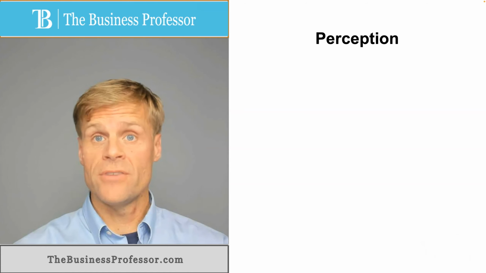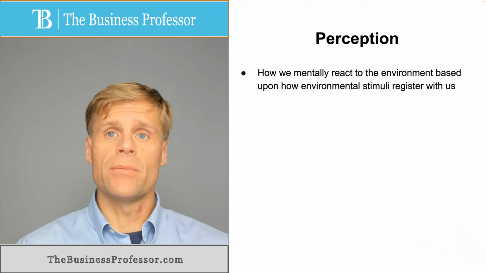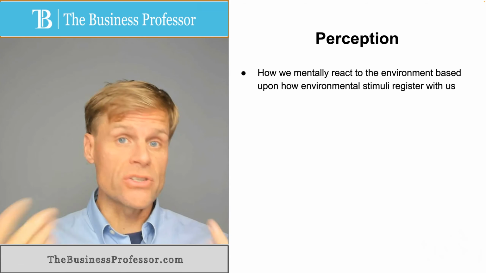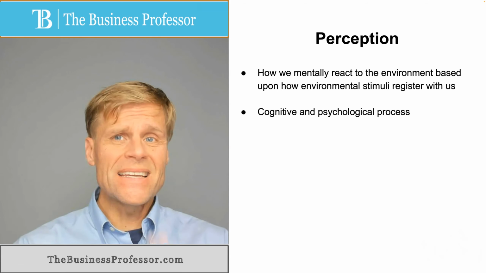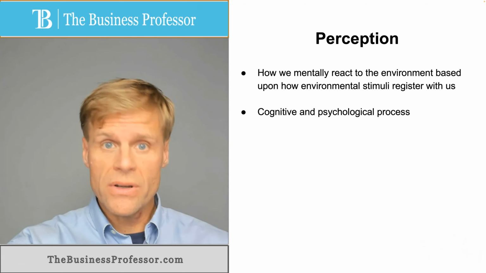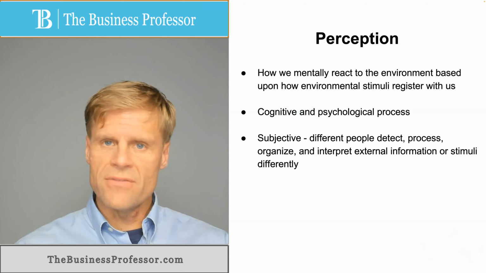What is individual perception? Well, this is how we mentally react to the environment based upon environmental stimuli and how that registers with us mentally. So basically, it's a cognitive and psychological process for how we're interacting with certain elements, stimuli from the environment. Now, this is a very subjective thing.